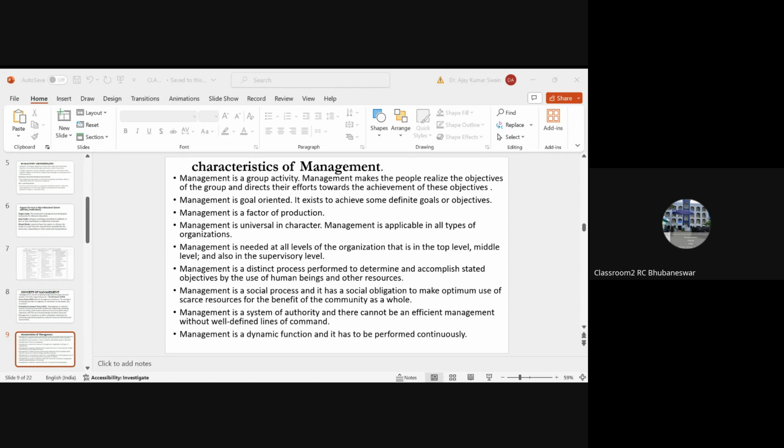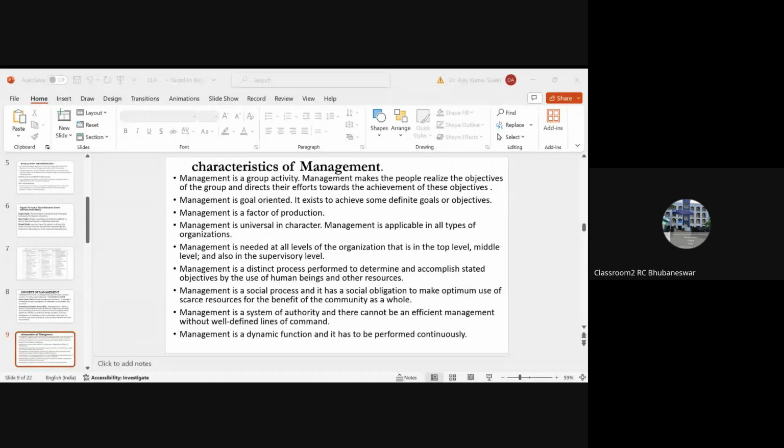Another characteristic is that management is goal oriented. That is what I just told you, the objective. There is a goal. What goal do we have to fix? That goal must be fulfilled by the dint of joint work, collaborative work, cooperative work. Management is a distinct process performed to determine and accomplish the objectives by the use of human beings and other resources. Management is a dynamic function and it has to be performed continuously.